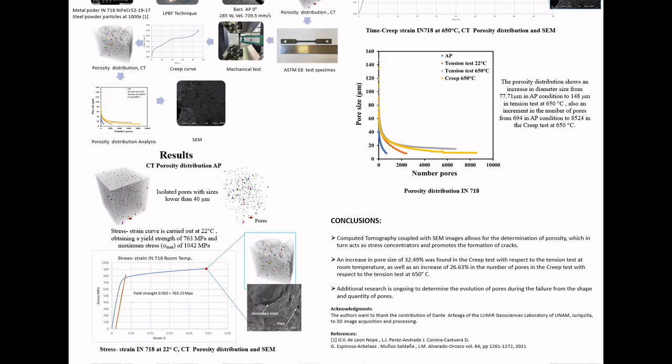Additional research is ongoing to determine the evolution of pores during the failure from the shape and quantity of pores.